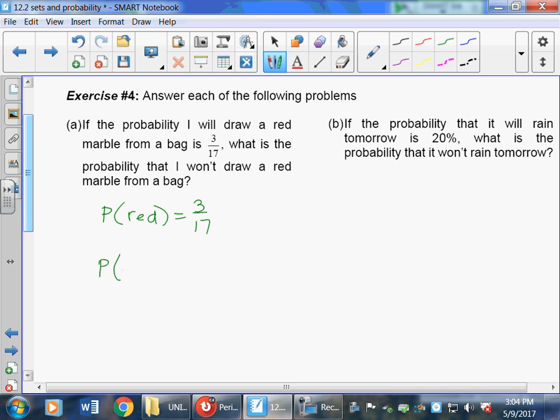So the probability of not a red marble is going to equal 1 minus 3 out of 17. You can do this in your calculator, but this is how you do it by hand. We change the 1 to 17 over 17, the same denominator, and you get 14 over 17.